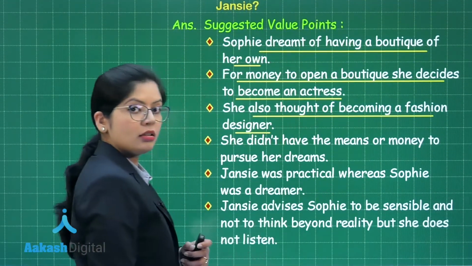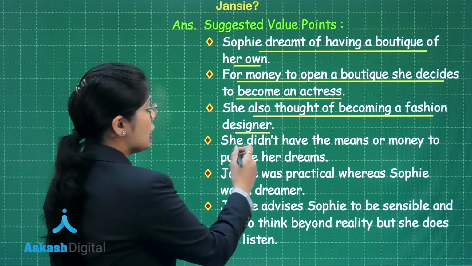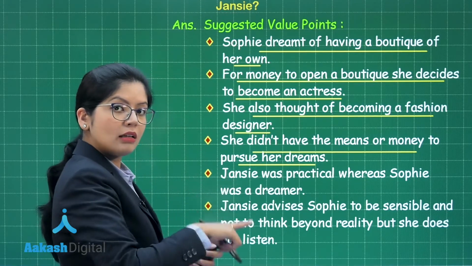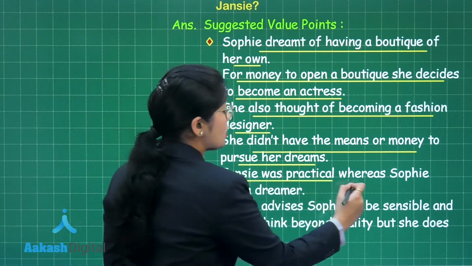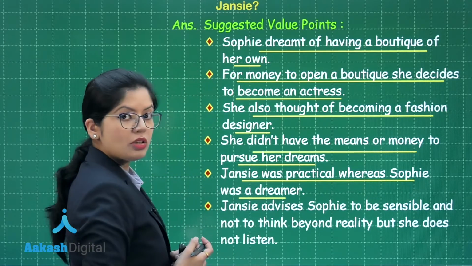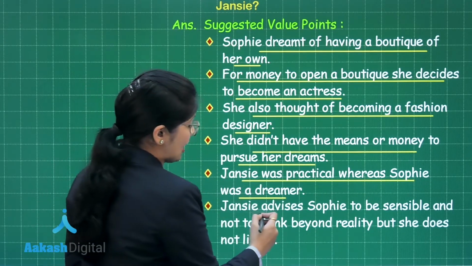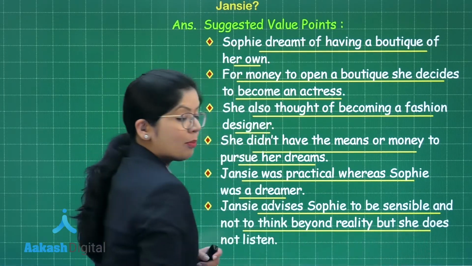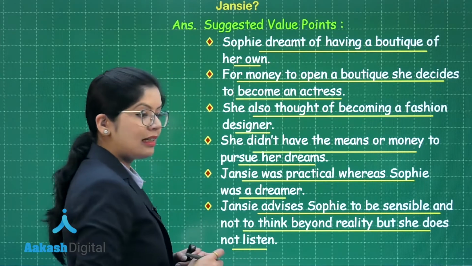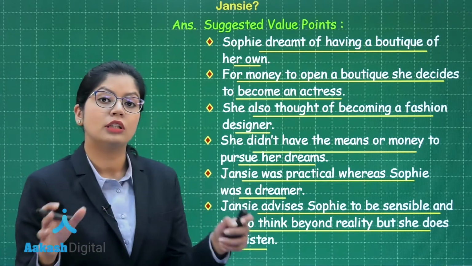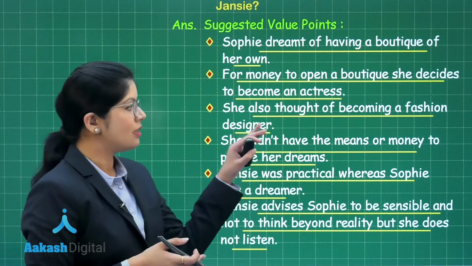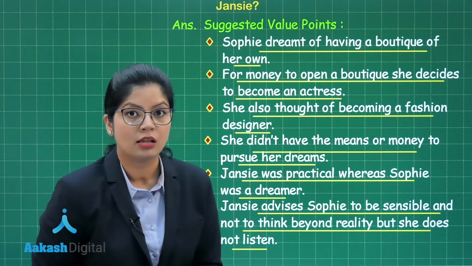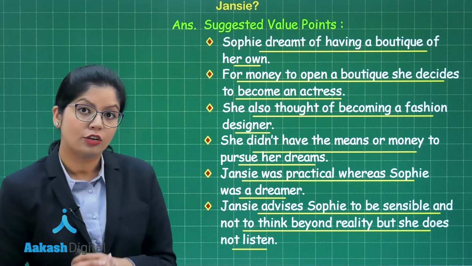And when I look at her from the perspective of Jansi, she didn't have the means or money to pursue her dream. So this is where the other person is different. Jansi was practical, whereas Sophie was a dreamer. You highlight the contradiction. Jansi advises Sophie to be sensible and not to think beyond reality, but like we all know, she did not listen, and this is where the contradiction in the characterization stands. This is where you can complete the answer based on the analysis. Make sure you incorporate these in your answers.